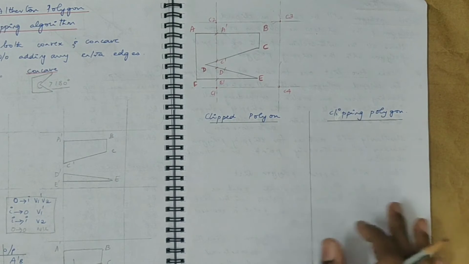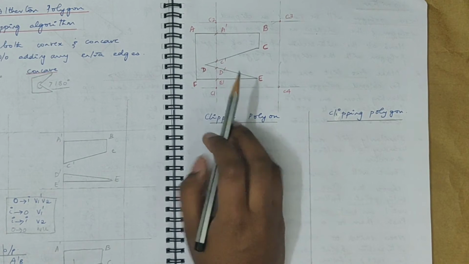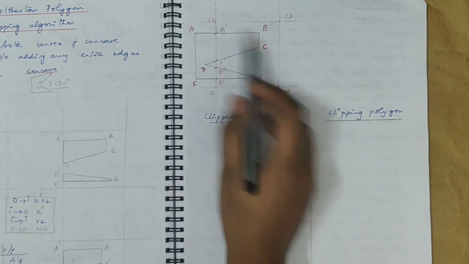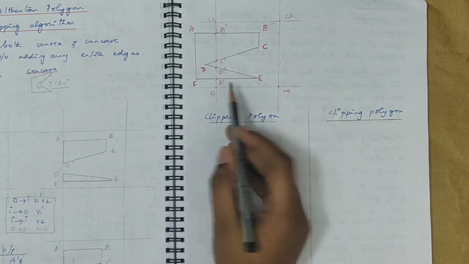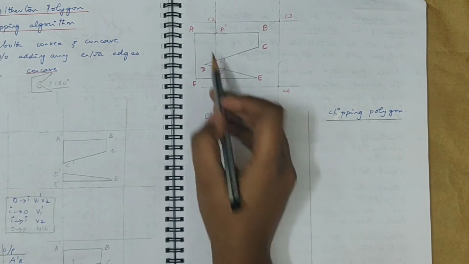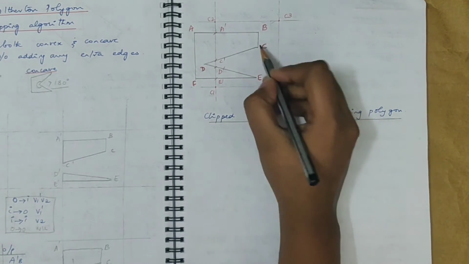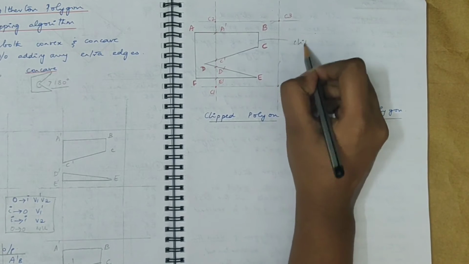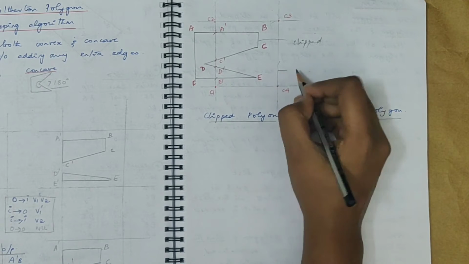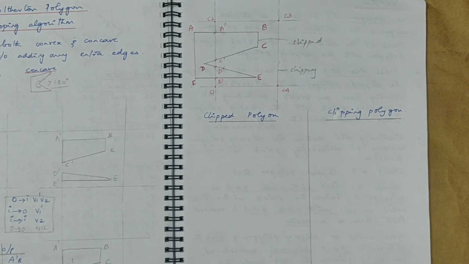With the help of an example, I'll tell you the steps for working out this algorithm. The same example that we have taken before, I have drawn it again. For this polygon, I have marked all the intersecting vertices as well. Here we are considering two polygons. The subject polygon, we will call the clipped polygon, and the window, you will call the clipping polygon.